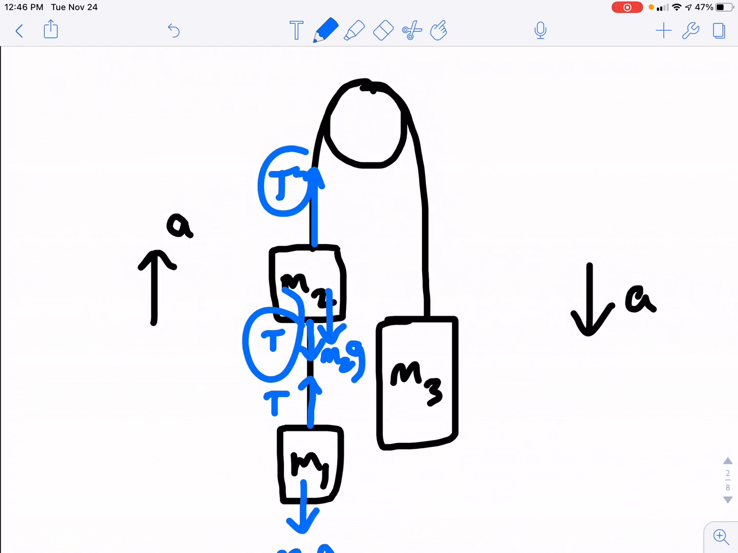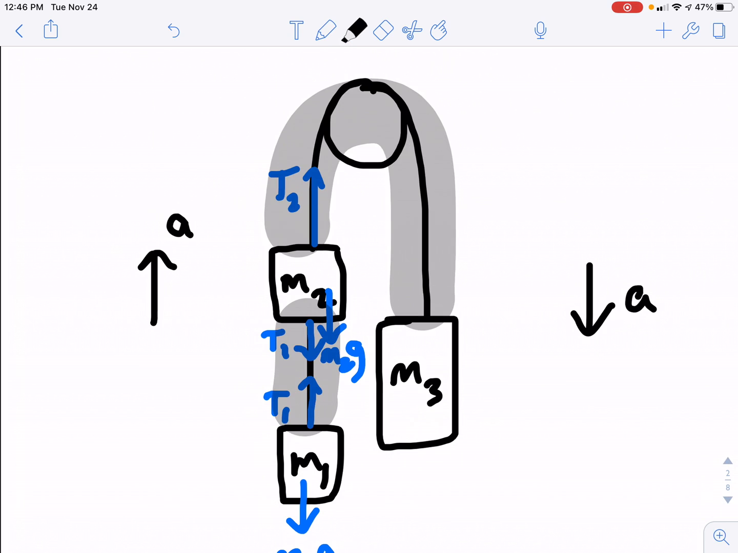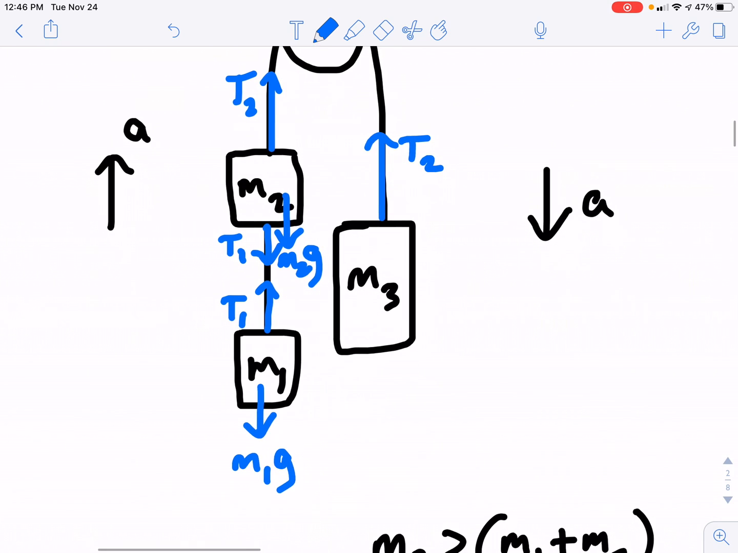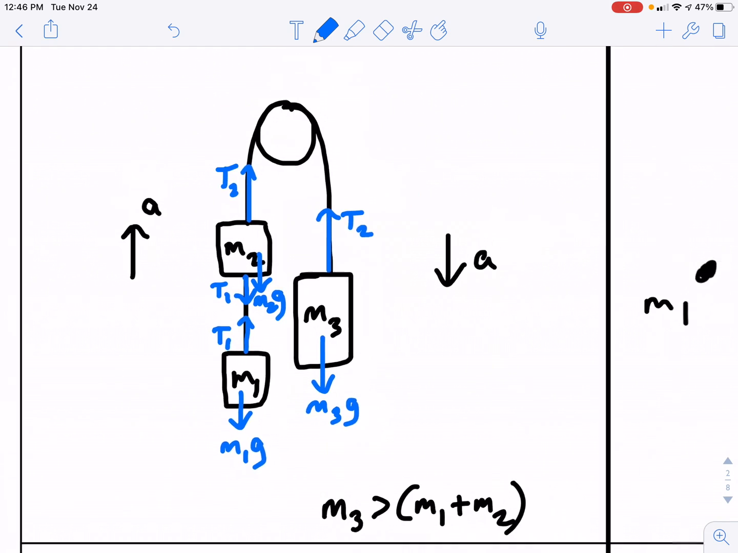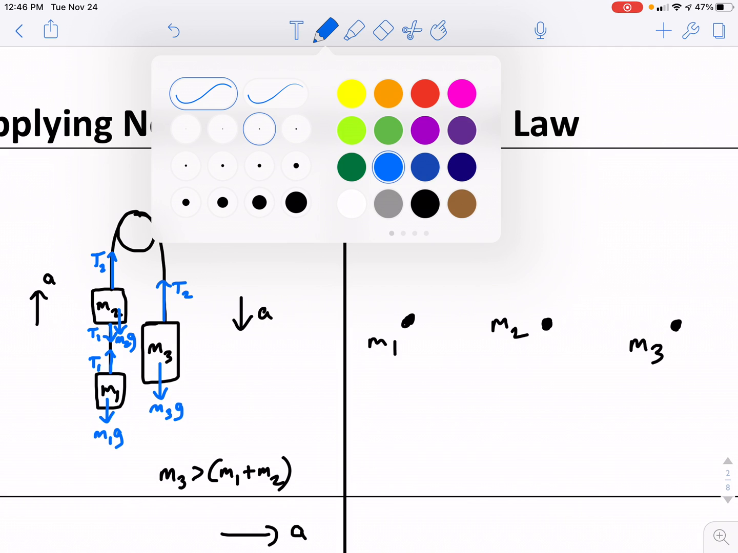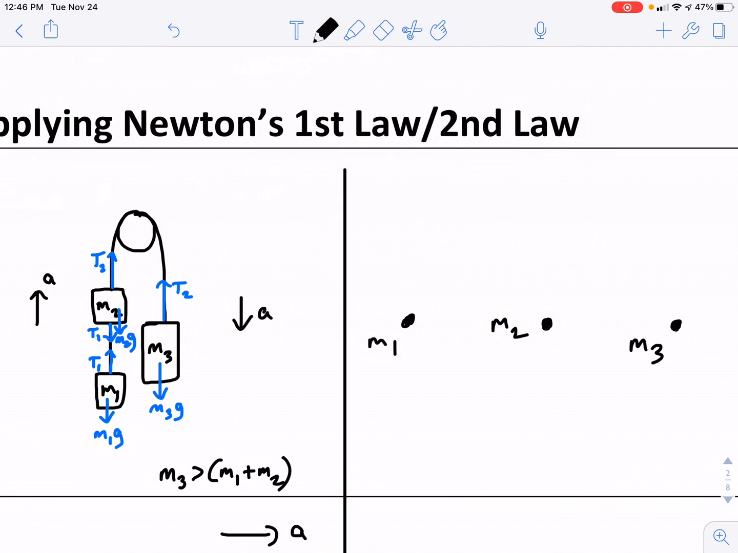Since we have different ropes, we should clarify these different tensions. For instance, tension 1 and tension 2, to denote that this is rope 1 and this is rope 2. We'll have tension 2 going up on mass 3, as well as its own weight, M3G. We need to draw the free body diagrams for each mass. I'll begin with mass 1.